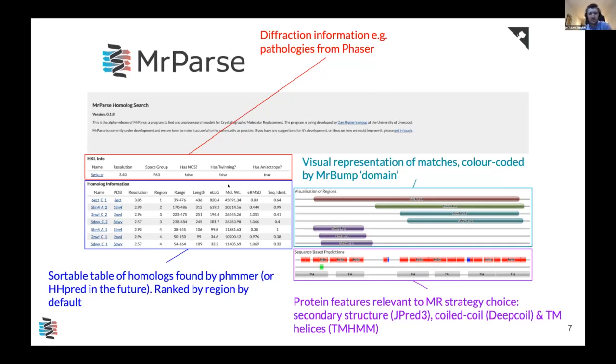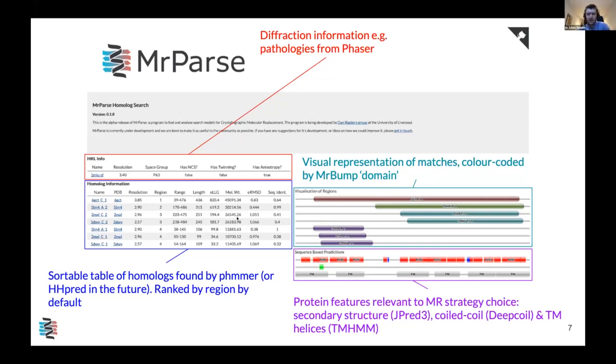Then the final thing I want to talk about in this table is eLLG. I think Ellie went into a little bit of detail about what eLLG is in the last talk, but essentially it's a phaser metric to give you an expected log likelihood gain by looking at the model and looking at the reflection data. Higher is generally better. In this case, it says 820, which you'd expect to be superb.